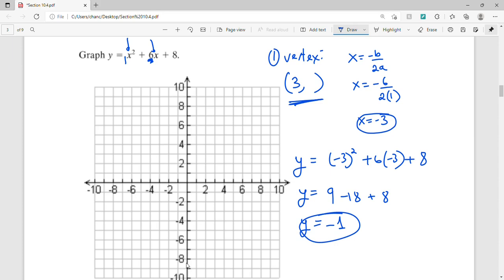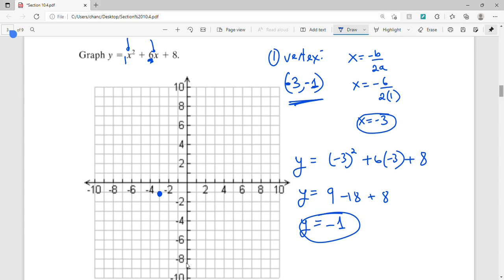So the x coordinate is negative 3. I made a mistake here. We're supposed to write negative 3 for the x coordinate, and the y coordinate is negative 1. So let's write that there. So that's our vertex. That's the first thing we need to graph. Negative 3 comma negative 1. That's our very first point.